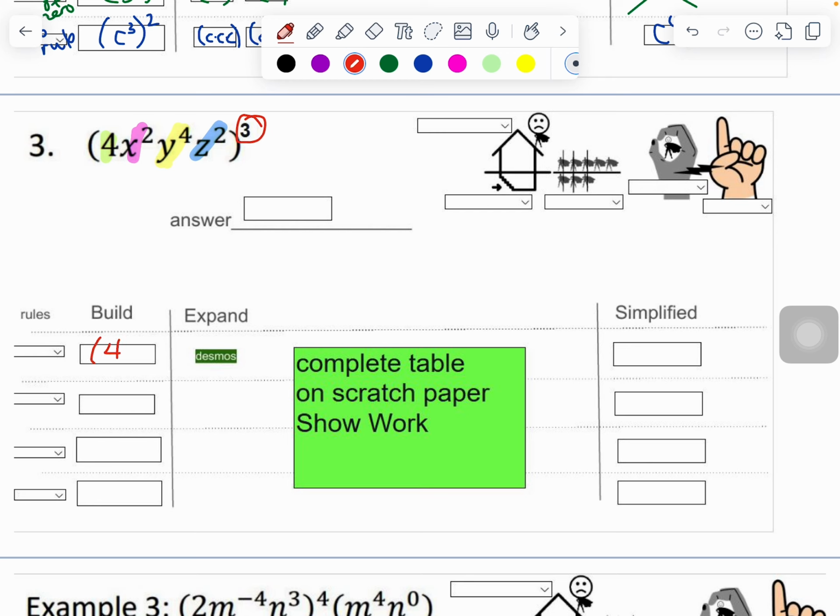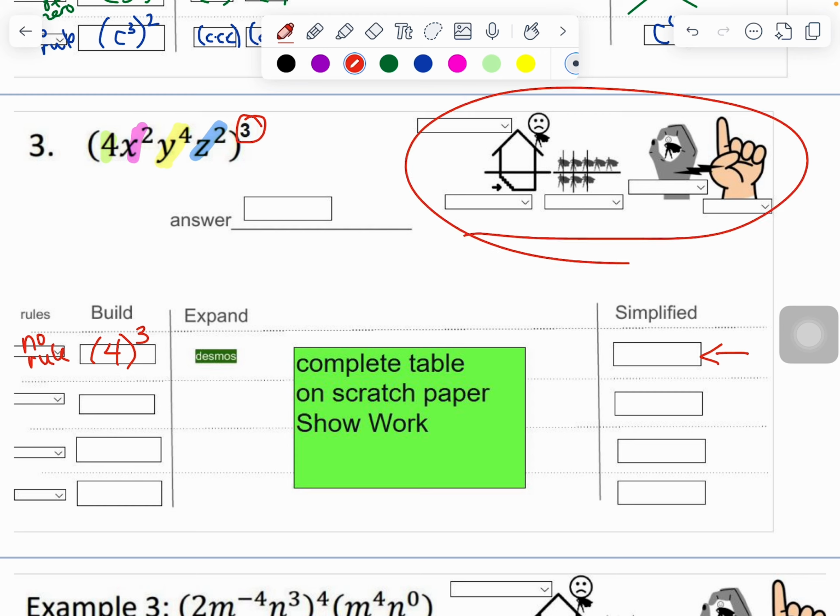I have 4 to the power of 3. You're going to go ahead and type that into the calculator and put your answer right here. There is no rule on this one because there's no negative exponents and there's no power of 0. You need to make sure you fill this out up here. I'm not going to do that with you. Watch the previous video if you don't know what it is.